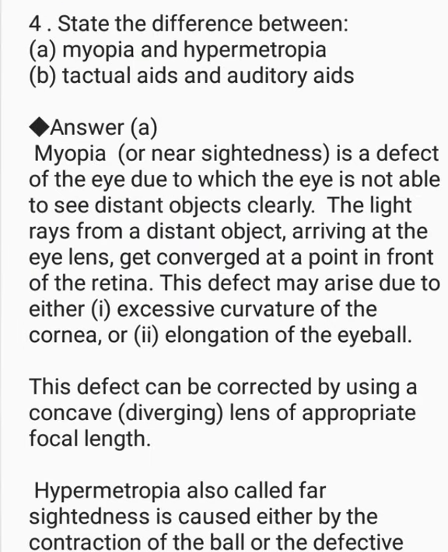Now the next question. State difference between myopia and hypermetropia. Answer. Myopia, that is nearsightedness, is a defect of the eye due to which the eye is not able to see distant objects clearly. The light rays from a distant object arriving at the eye lens get converged at a point in front of the retina. This defect may arise due to either excessive curvature of the cornea or elongation of the eyeball. This defect can be corrected by using a concave, that is diverging lens of appropriate focal length.